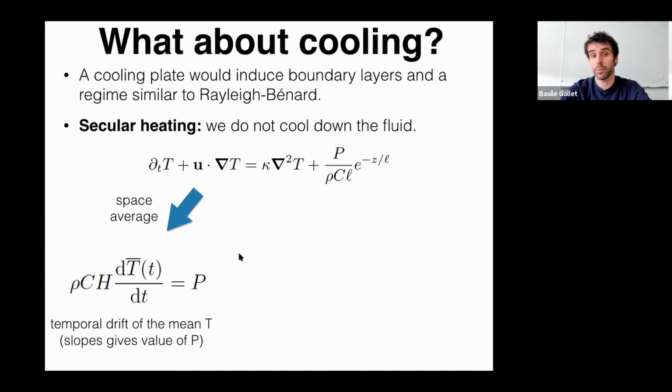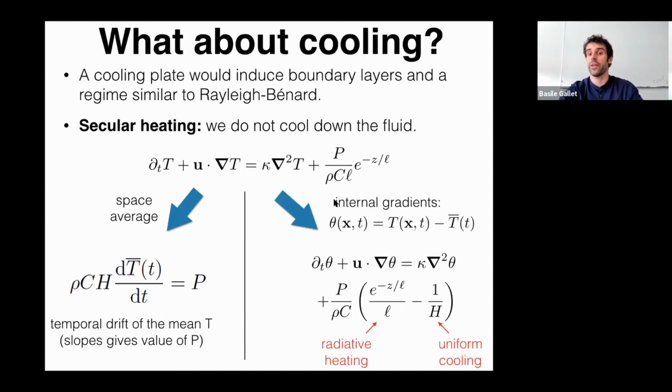But then you can introduce a new variable, T minus T bar, which we will call theta. If you write down the equation for theta, it's an advection diffusion equation that is now subject to a source term, the radiative heating, and a uniform effective cooling term that removes exactly the same heat flux on average over the domain. So this variable theta is going to reach a statistically steady state. And if you measure any temperature difference T1 minus T2 inside the tank, you will get the same value as theta 1 minus theta 2. So any temperature gradient inside the tank is governed by this equation with radiative heating and effective uniform cooling of the system.